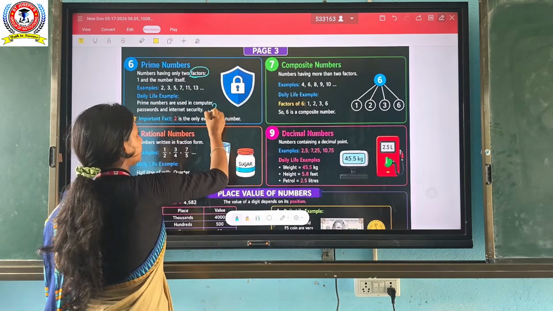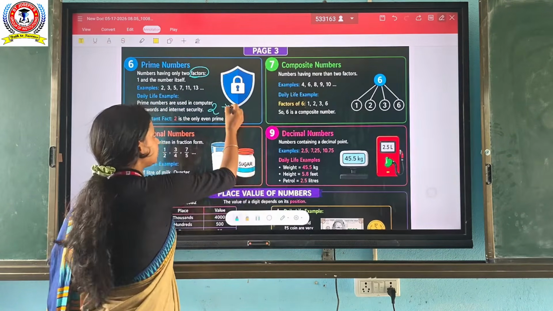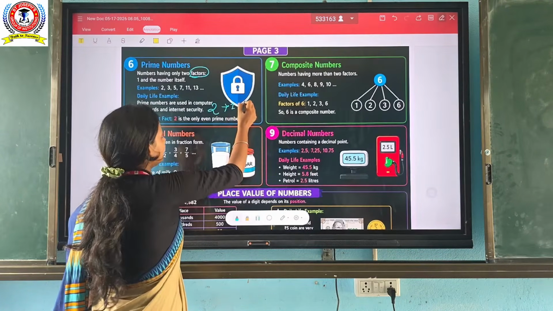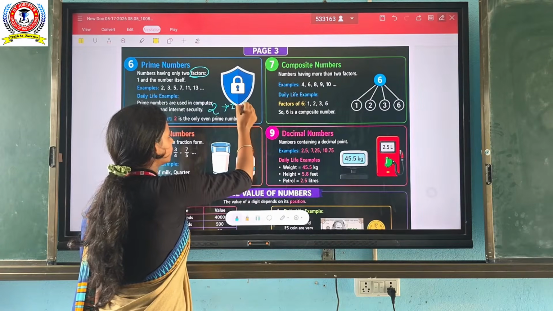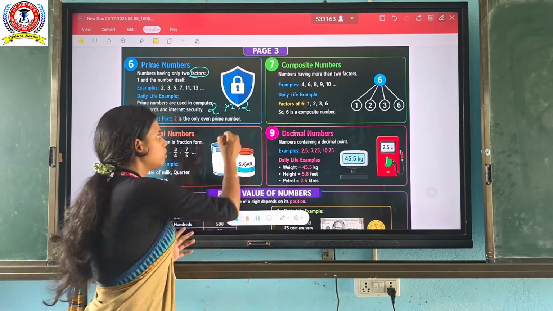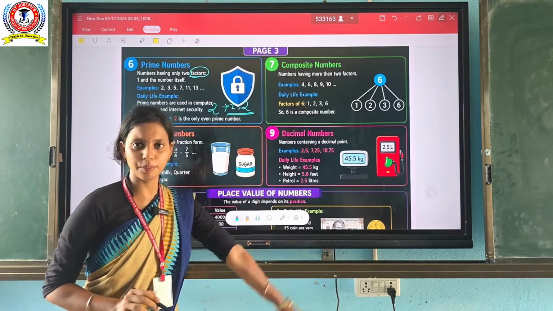So I say here 2. What are the factors of 2? First thing, 1 is the factor of every number, so I write here 1. Then is there any other factor of 2? No. So two factors came: 1 and the number itself. So 2 is a prime number.